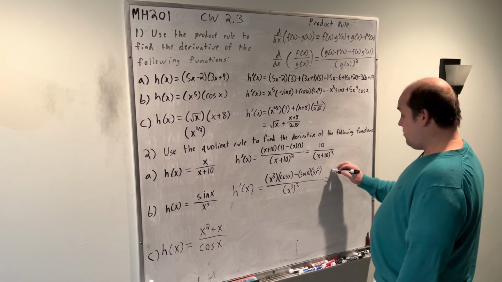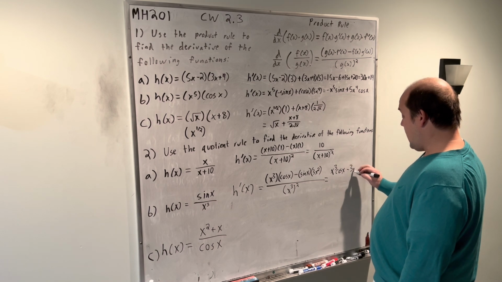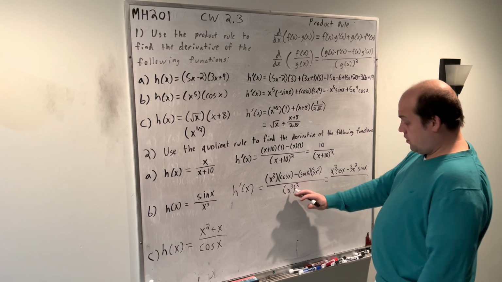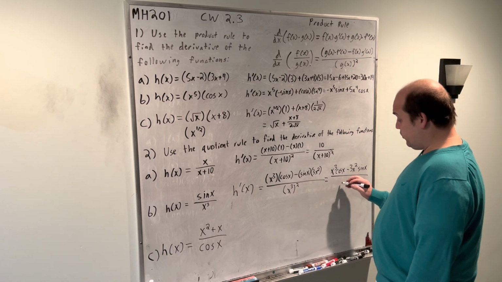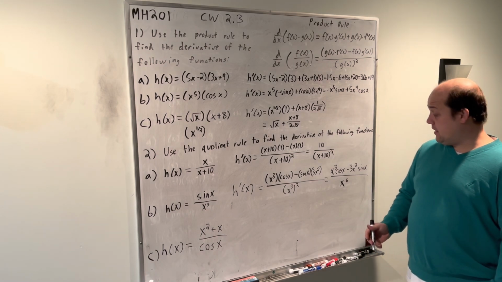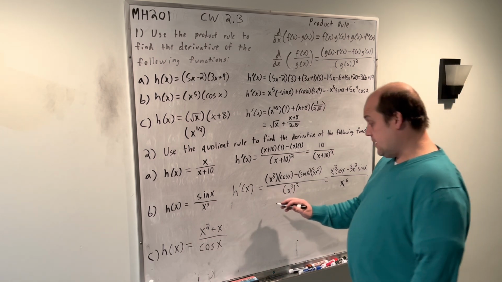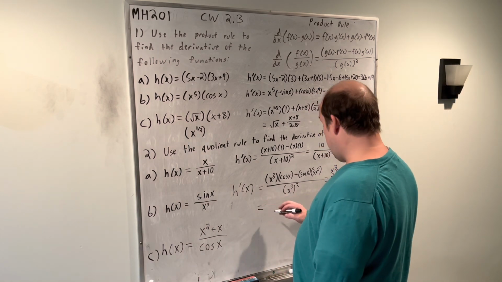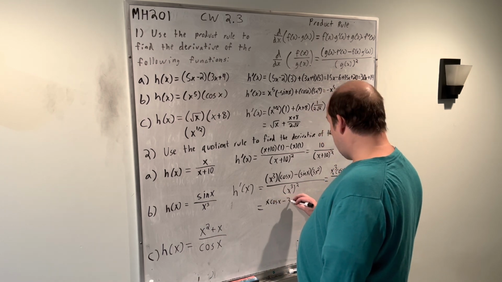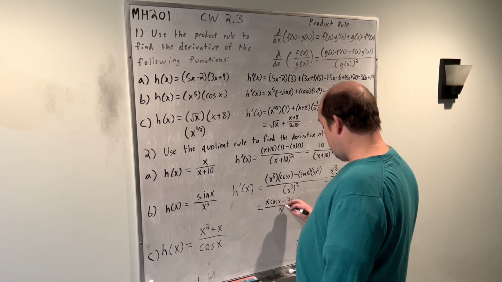On top, this becomes x to the third cosine x minus 3x squared sine x, all over x to the third to the second power. I multiply and it just becomes x to the sixth. I definitely could clean this up a little more by reducing everything by x to the second. If I did that, my answer would become x cosine x minus 3 sine x all over x to the fourth.